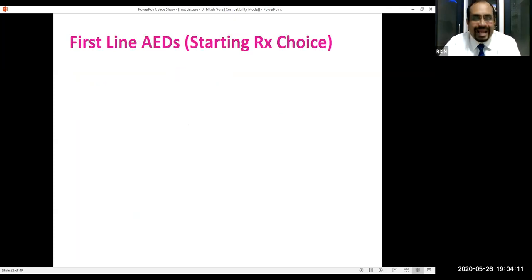So what are your first line ADs? This is a broad group, how you start your treatment. Details will be discussed on Thursday, but this should give a broad answer. So less than 3 months of age, very clear answer by Dr. Sanjiv Mehta, first line phenobarbital, second line levetiracetam, or as you wish.